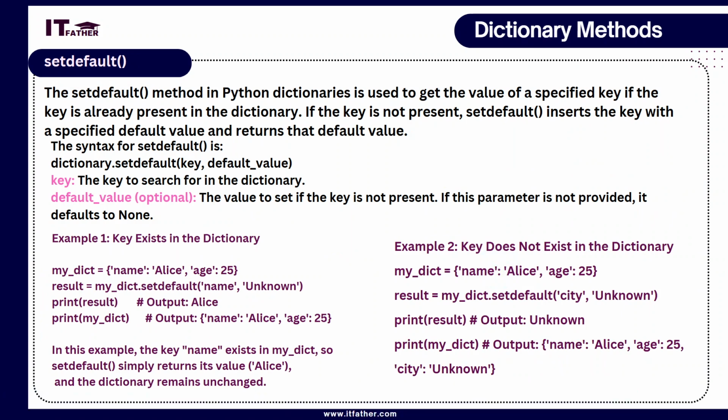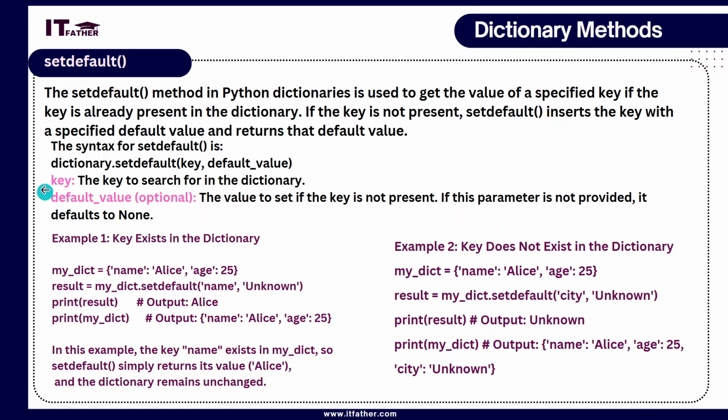Next we have setdefault, the last function of the dictionary. The setdefault function in a Python dictionary is used to get the value from a specified key if the key is already present in the dictionary. If the key is not present, then setdefault inserts the key with the specified default value and returns that default value. Please try to understand that this method will return the value of a specified key if the key is already present, and if the key is not present, it will set the specified default value in the dictionary and will return the same value.